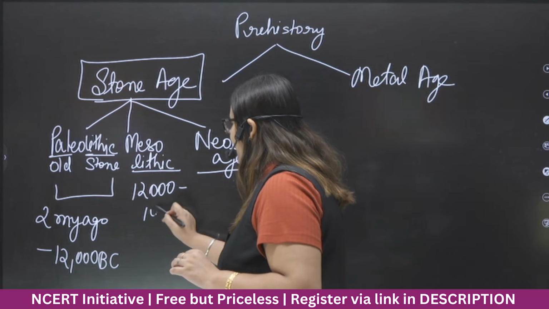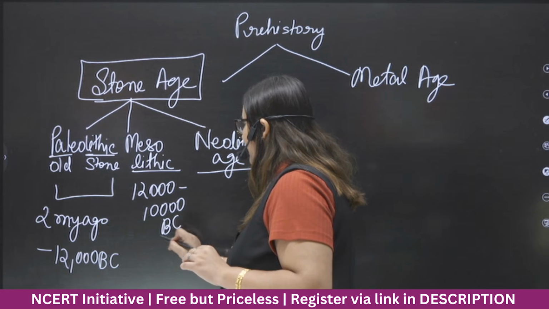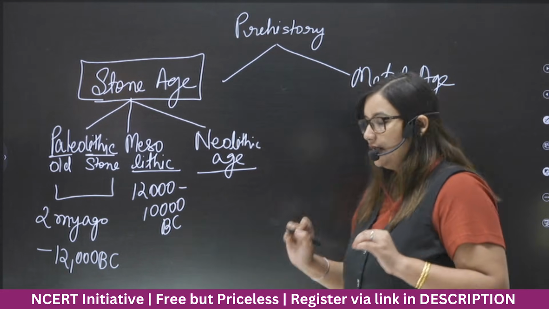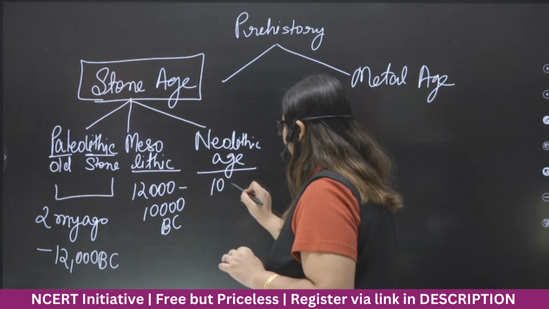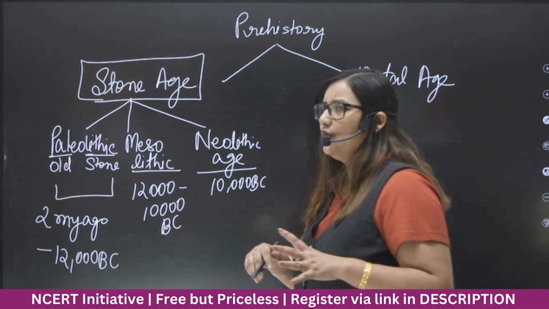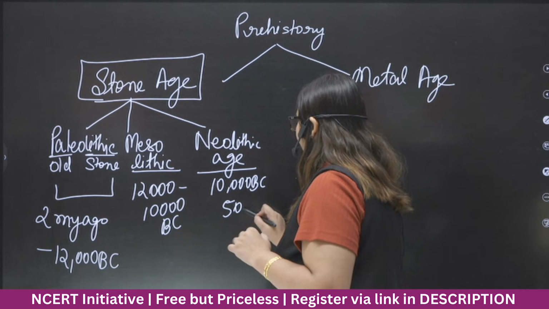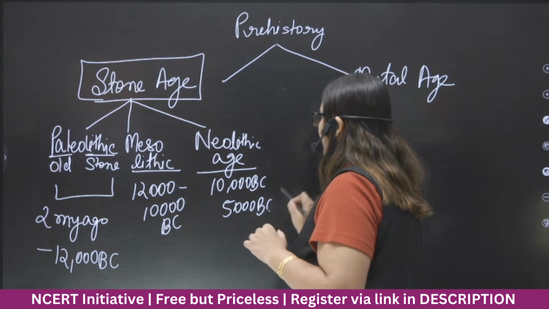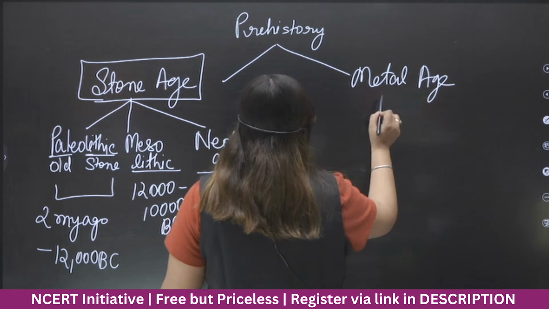Okay, so it is debatable, but roughly or majorly as it is concerned, we considered that from 12,000 BC to 10,000 BC, we have Mesolithic Age. Then from 10,000 BC to around 5,000 BC, you can say, we had Neolithic Age.